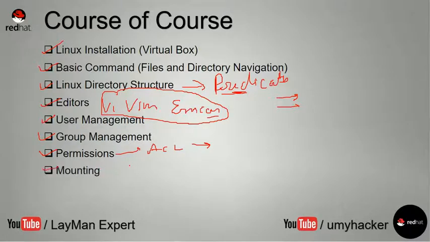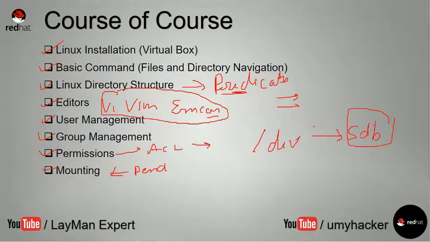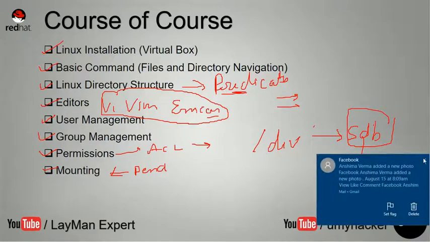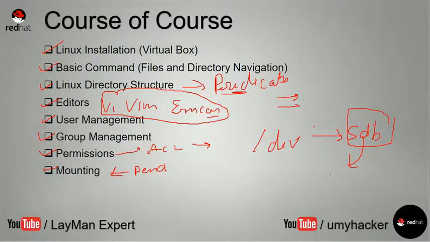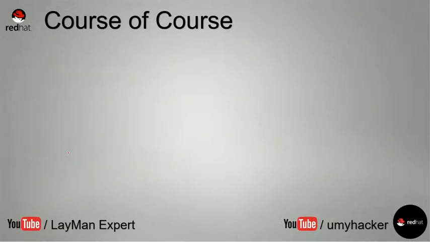Mounting: when you insert a pen drive in a Linux system, it goes in the /dev directory and gets a name for itself. For a pen drive it is probably sdb, so it's a device. Then we will mount this device on a folder so we can access its content. Mounting will be taught after permissions. And partitions, how we partition the disk in Red Hat Enterprise Linux. Afterwards, output redirection and piping.